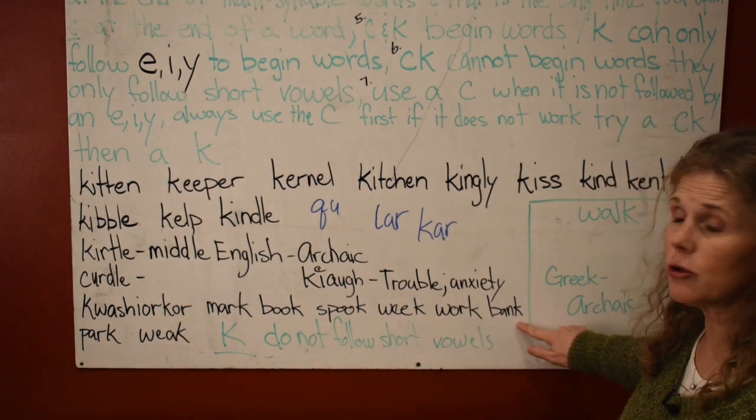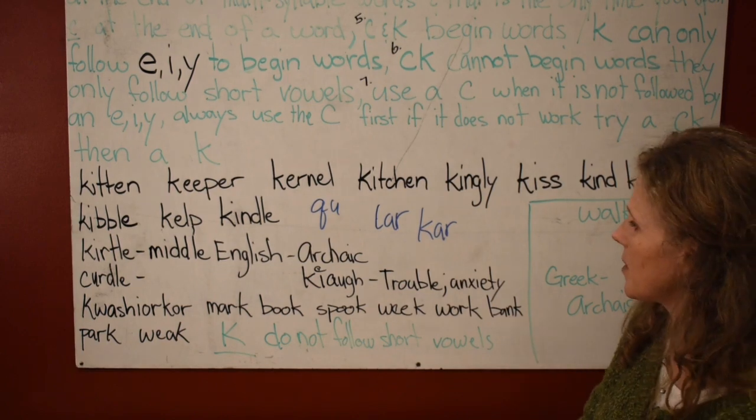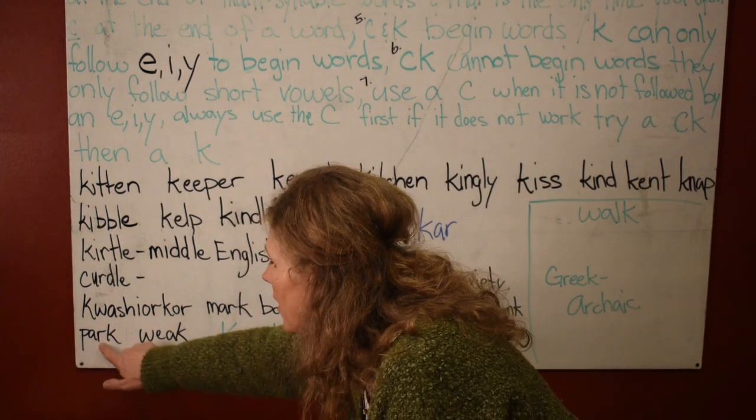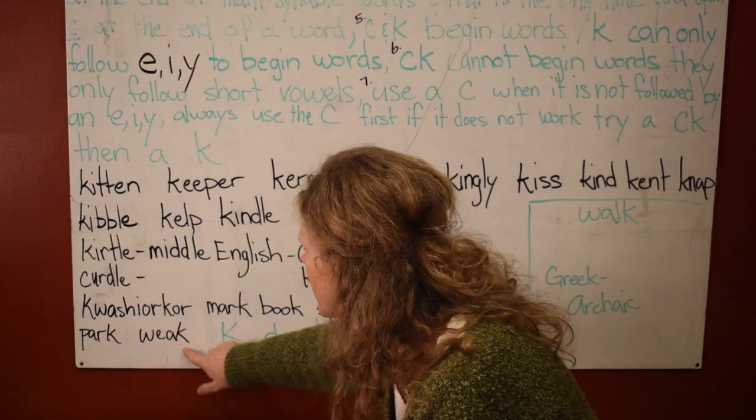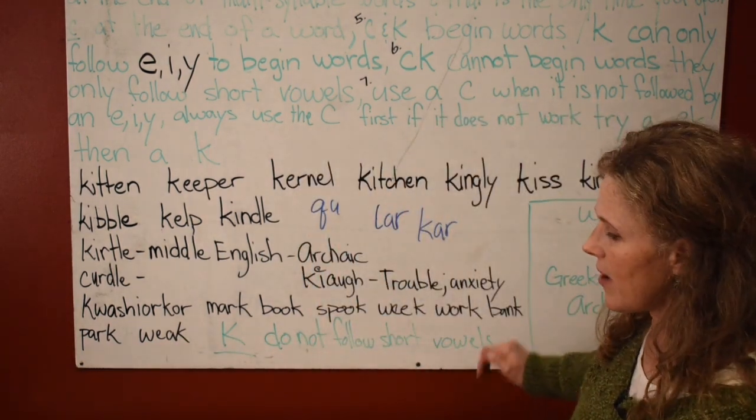Bank, this is a unit syllable. This N is not a short vowel. That's why it's being spelled with a K. Park, that's not a short vowel. Weak, that's not a short vowel. Now remember, K's do not follow short vowels.